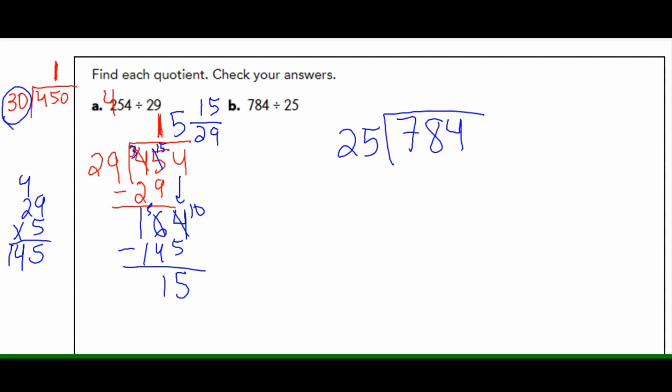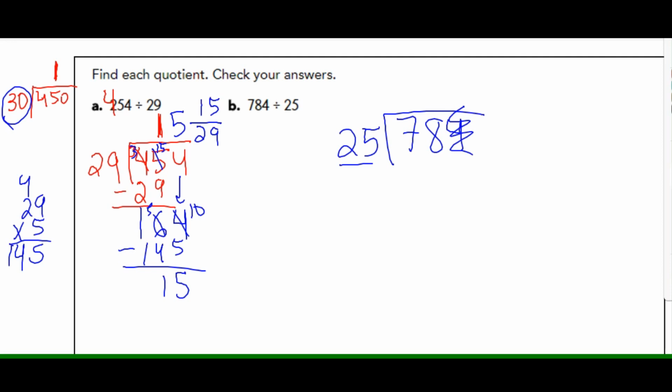So when you're dealing with 25, you can think of quarters. So you can think of how many quarters will go into $7.84. So we know there are 4 quarters in a dollar. So we can think of it like that. So we know that 25 cannot go into 7. So we're going to move to the next number, and we're going to figure out how many times does 25 go into 78.